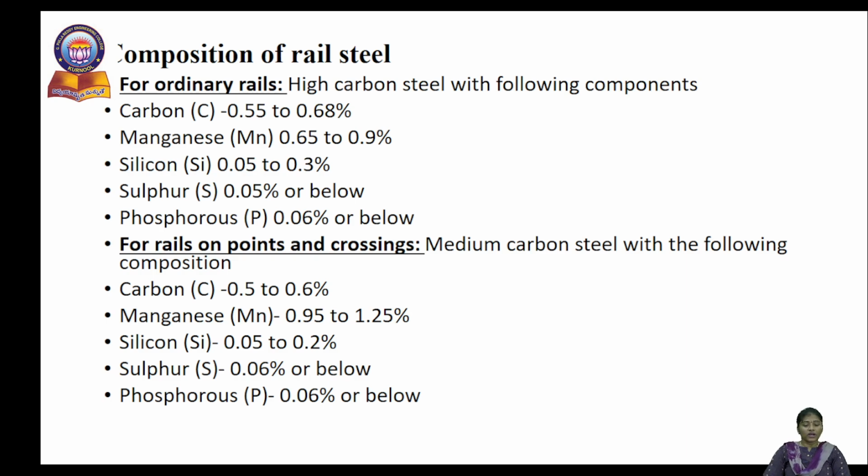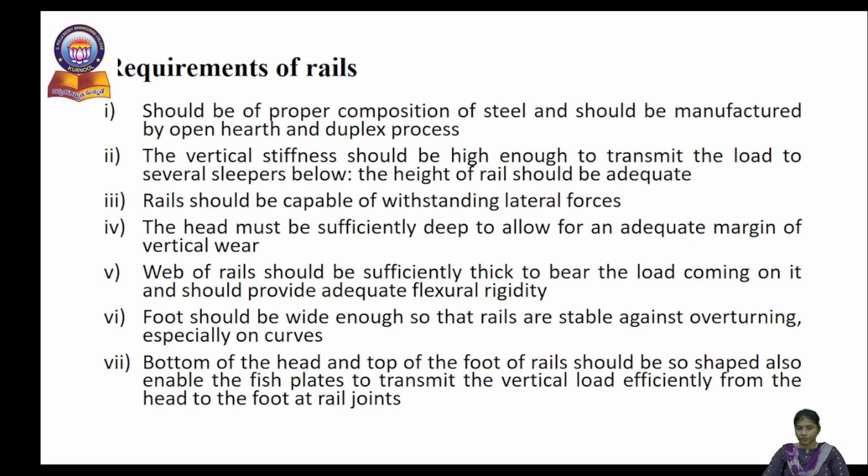So any rail section must consist of the following composition of components. Here you can see carbon content, manganese, silica, sulfur, phosphorus. The content range may vary, but they use only these elements in the preparation of the rail section. For ordinary rails it is different, and for points and crossings the composition may be slightly different. So what are the requirements of these rails?